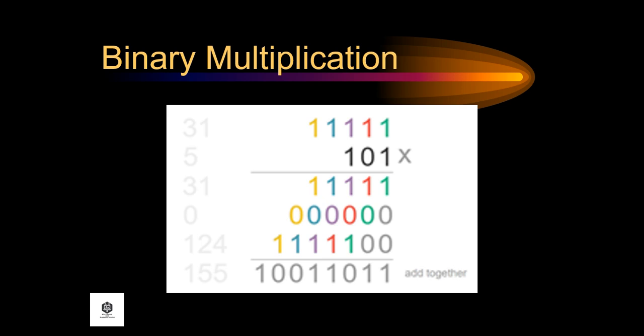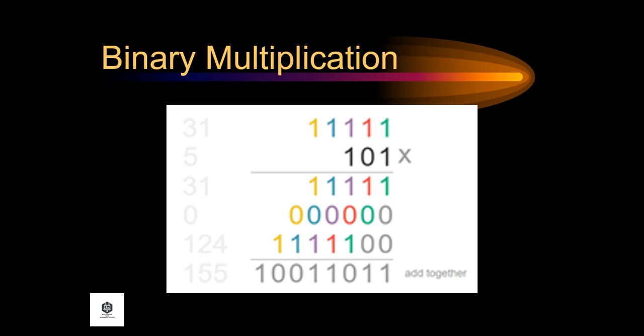1 plus 0 plus 1 is equal to 1. Next column, 1 plus 0 plus 0 is equal to 1. 1 plus 0 plus 1 is equal to 0, carry over 1. Then 1 plus 0 plus 1 is equal to 1. Then next column, 1 plus 0 plus 1 is equal to 1.